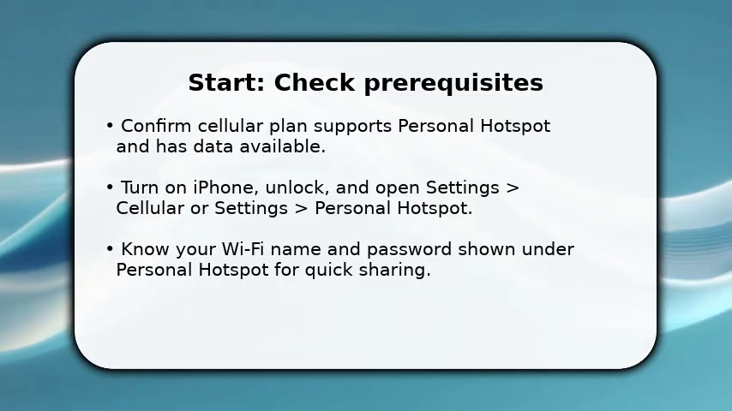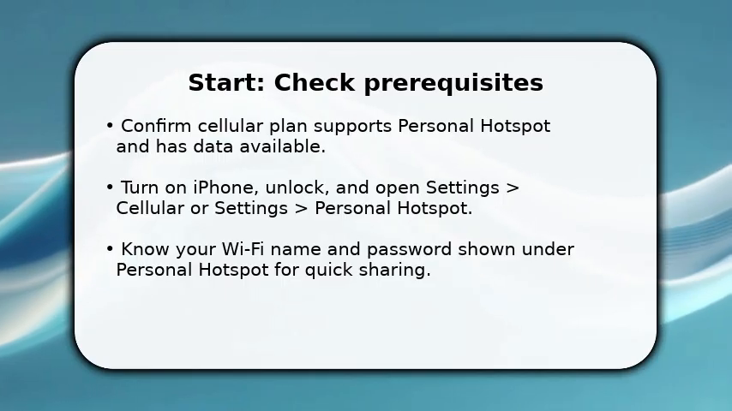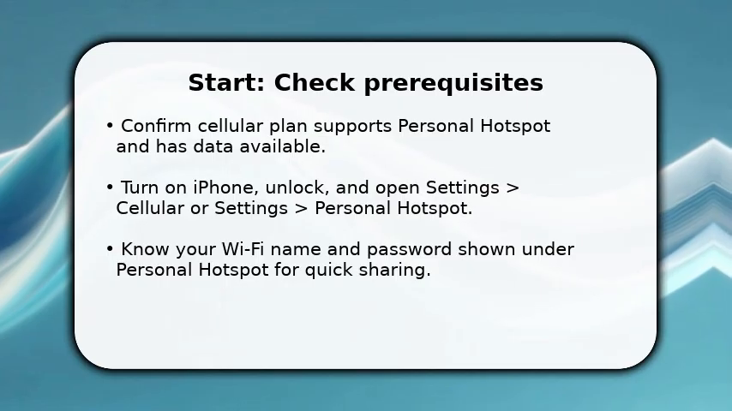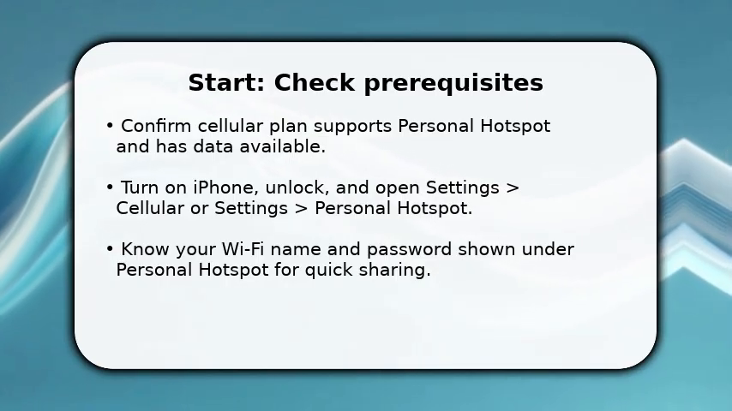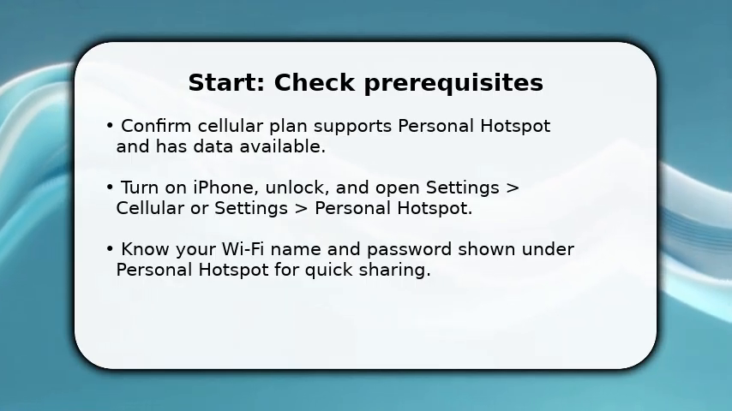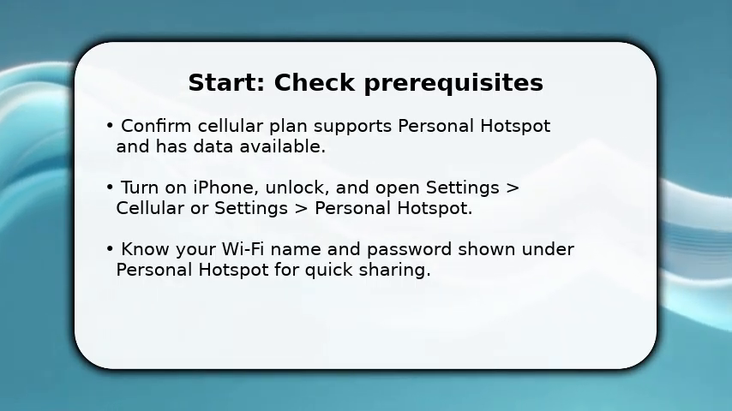You're ready to share your connection. First, make sure your plan and data allow personal hotspot. Open settings and go to cellular or directly to personal hotspot so you can see the toggle. Tap the hotspot entry to view the Wi-Fi name and password, write them down or memorize them.